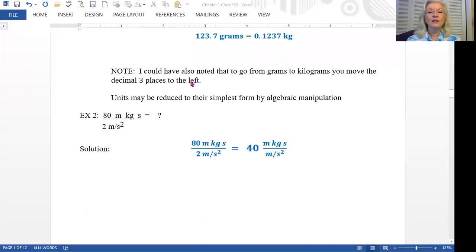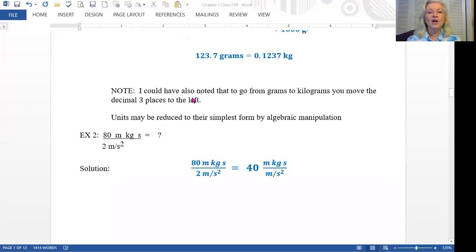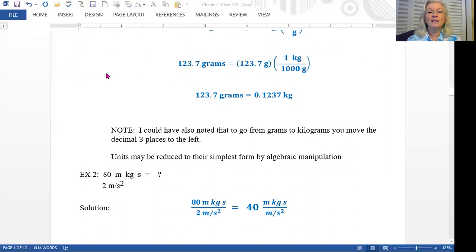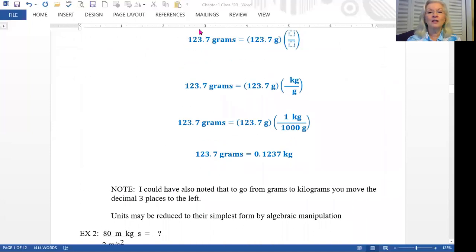You should note that I could go from grams to kilograms by just moving the decimal 3 places to the left. I find that when students just move the decimal point, a lot of them go the wrong direction. So if that's the way you want to go, be really, really careful. And if you start making mistakes, you need to go back and do it like this. You need to set up the fraction, put in the units, put in the numbers, and do the math.